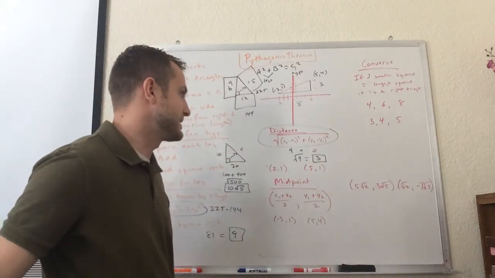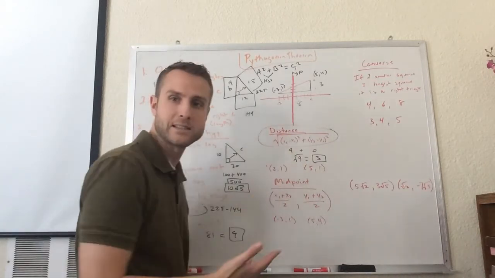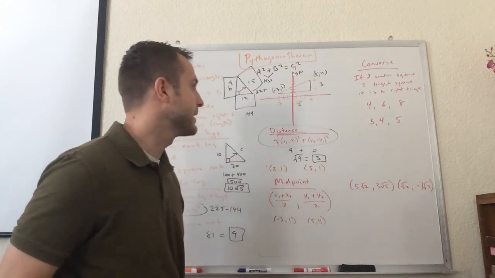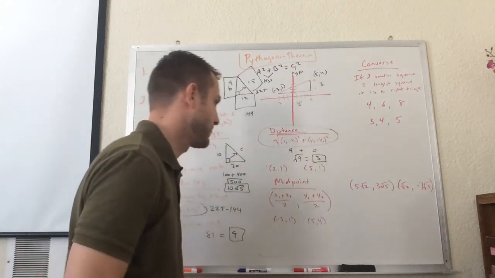That's how you would use the distance formula. You can use that for any numbers. Just subtract your x's, subtract your y's, square them both, add them together, and then find the square root.